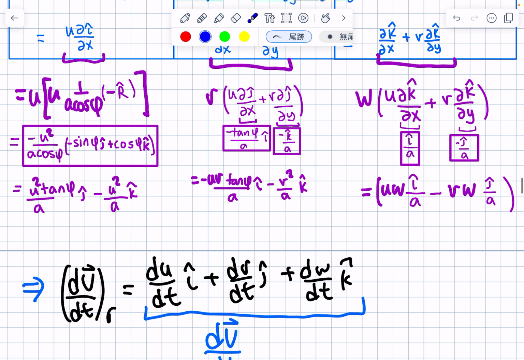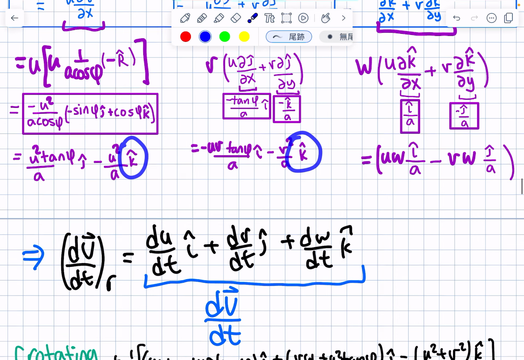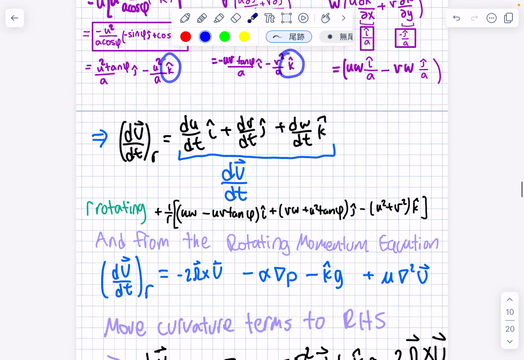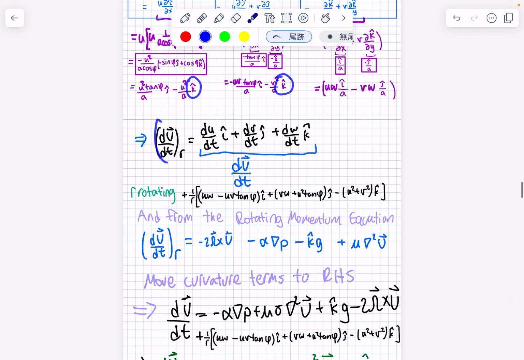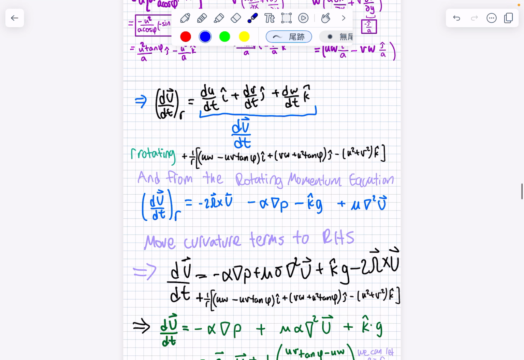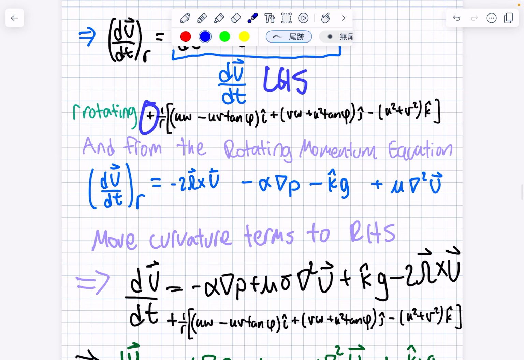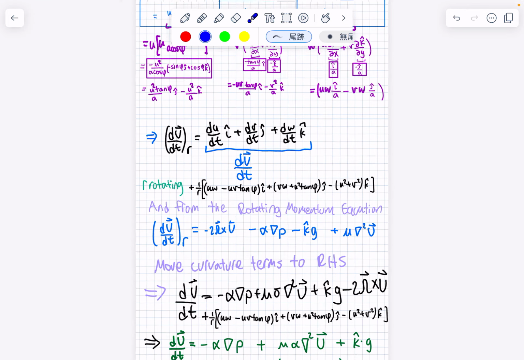Great. So now what we can do is take all the i's, this one and this one, together, all the j's, this one and this one, together, and this one and this one together. So again, we have du/dt rotating is equal to these terms, which we can call du/dt, which will be the left-hand side of our equation. And additionally, we have these terms.